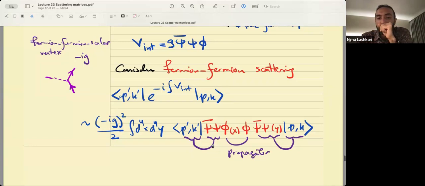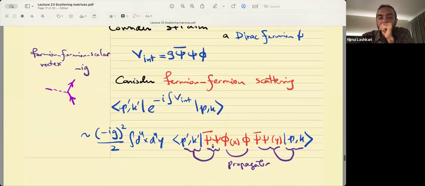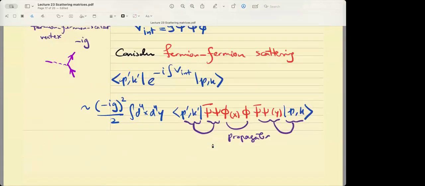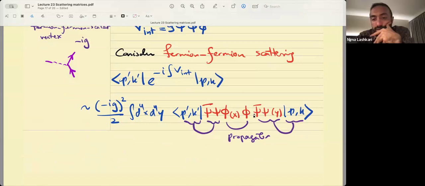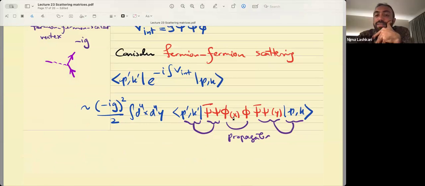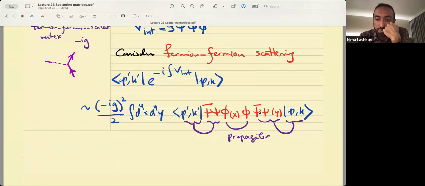Any questions? Yep, go ahead. The second phi in that expression, is that an operator or is that the field at y? So this operator is at this point y, and this operator is at point x. I've inserted two vertices, one at point y, the other one at point x. So this is propagated from x to y. Both of these points are at y.